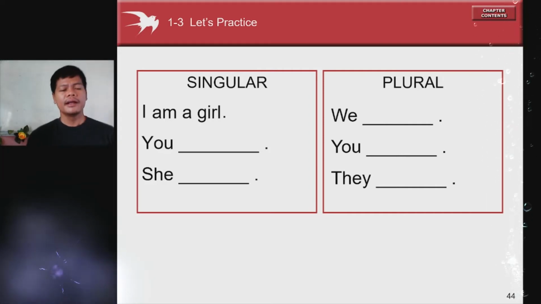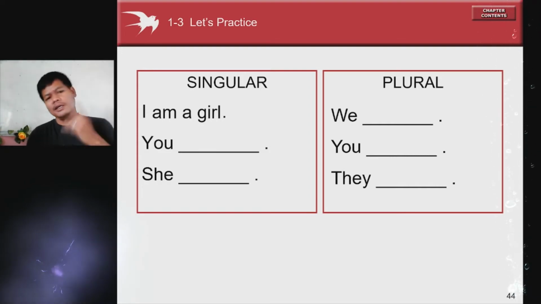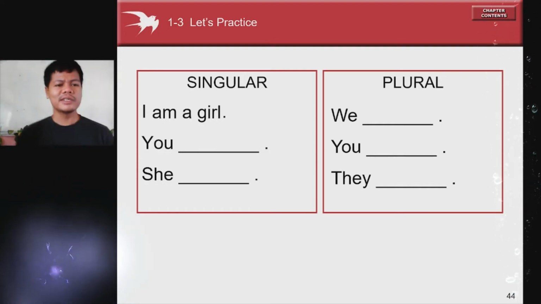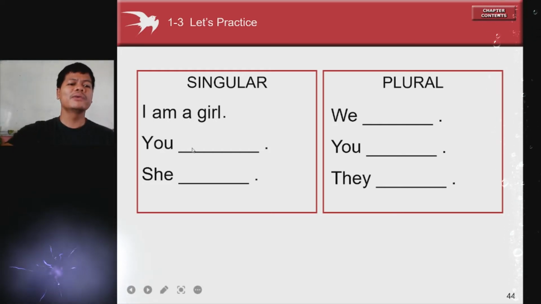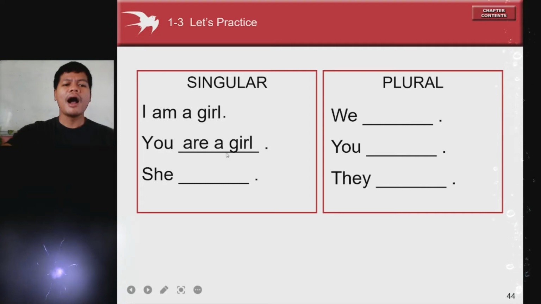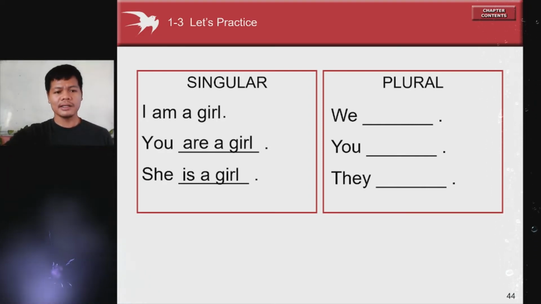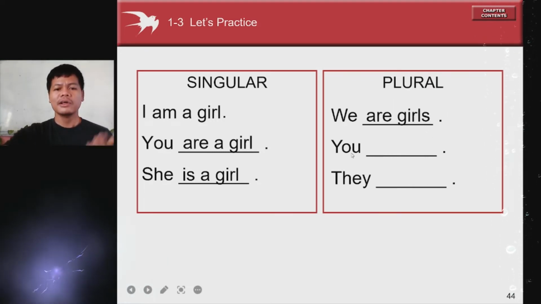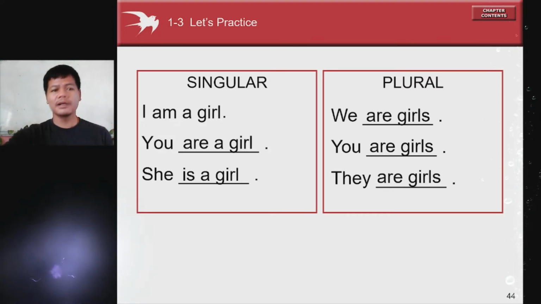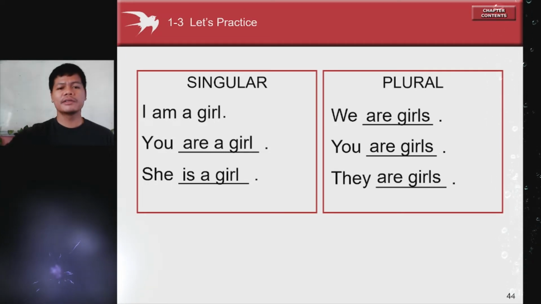Okay, let's practice together. I'm a girl. No, not me, it's you. "You" is singular. You are a girl. Okay, she is a girl. Plural: we are girls, you are girls, they are girls. Okay, can you do this? Is it easy for you yet or not?